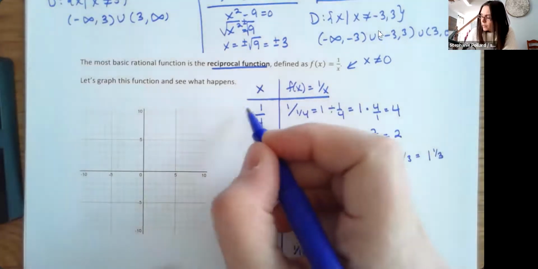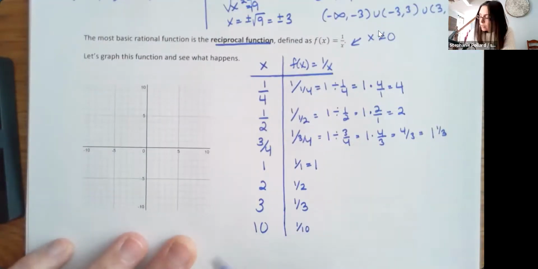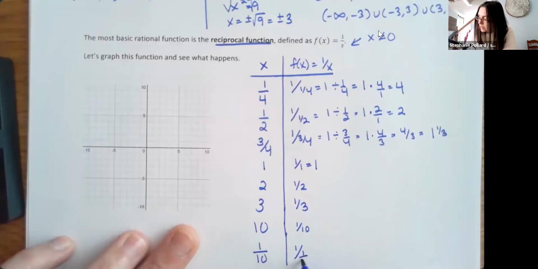And I kind of ran out of room here, so I'll do it at the bottom, but you could go smaller fractions as well. If I did 1 over 10 instead, you'd have 1 times 10 over 1, which is 10.